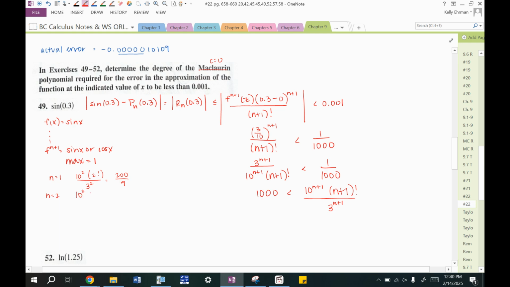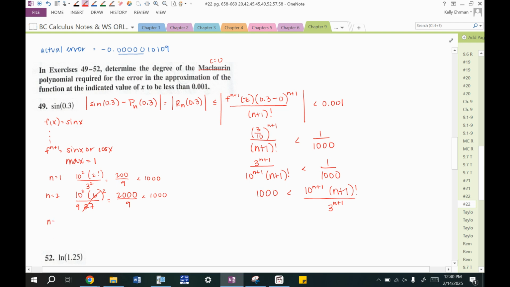If I plug in 2, 10 to the third, that's 1,000. Multiply it by 6, but then you're going to divide it by 27. So 6 over 27 reduces, right? You can reduce by 3. It's 2 over 9. So that is 1,000, that is 2,000, but you're dividing it by 9. Is that bigger than 1,000? I don't think so. You can divide it out to double check. We're still less than 1,000.